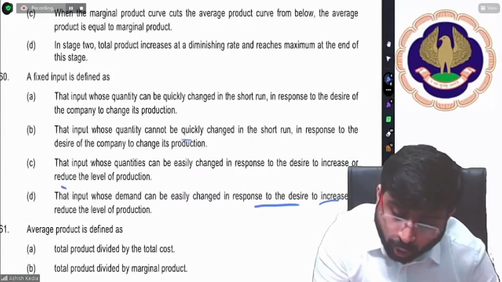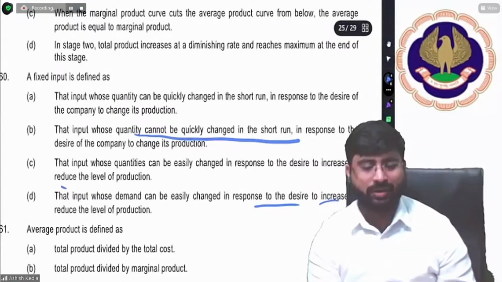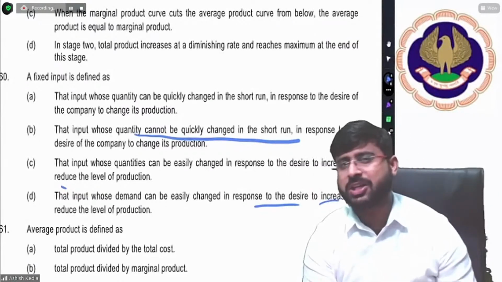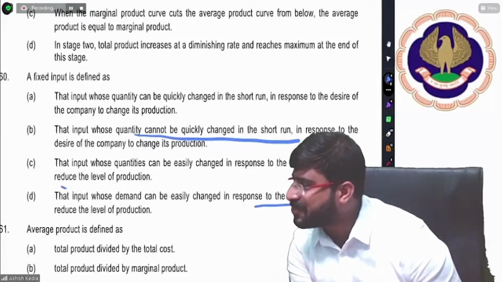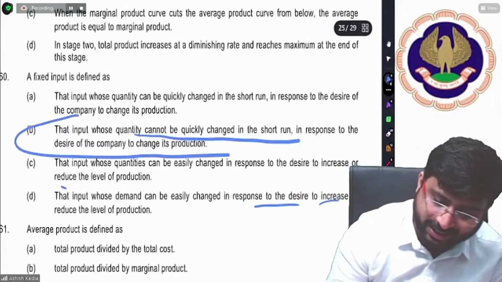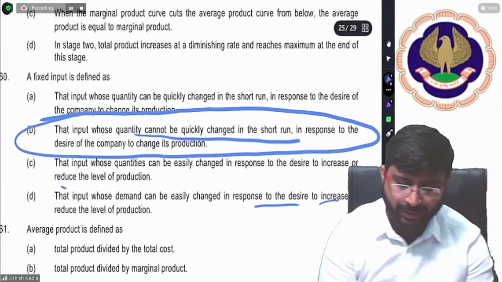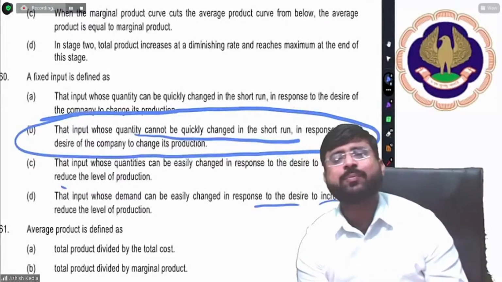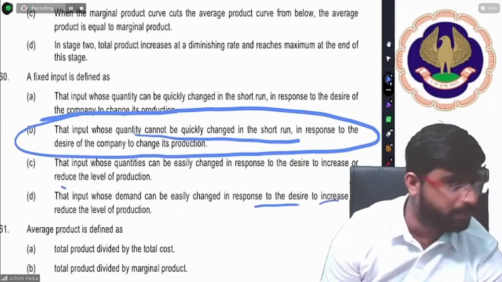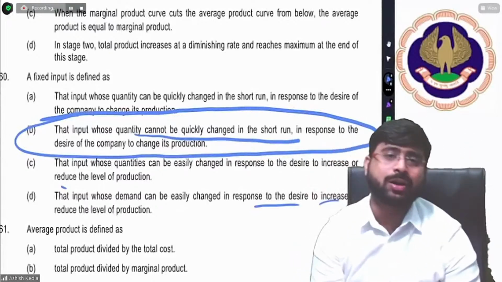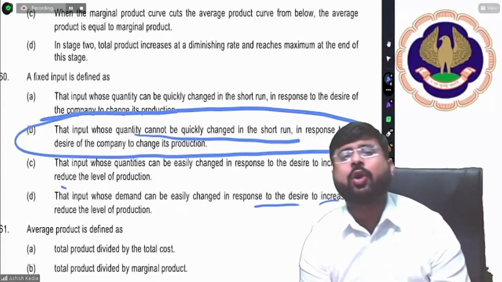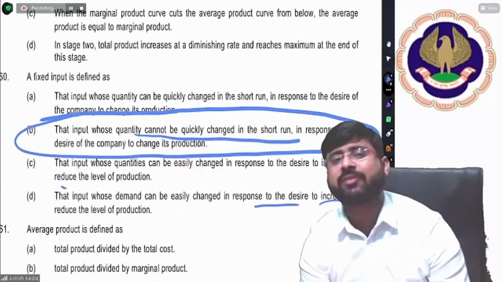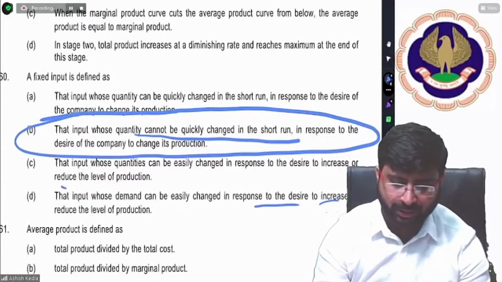Absolutely. You cannot change it in the short run. In the long run, the inputs can be changed. In the short run, fixed inputs cannot be changed. In the long run, everything can change, so all the inputs are variable in the long run. But in the short run, not all are variable. Some are fixed, some are variable.